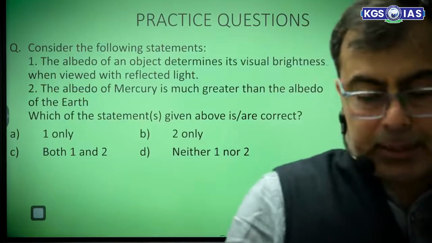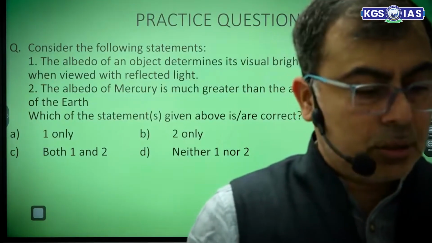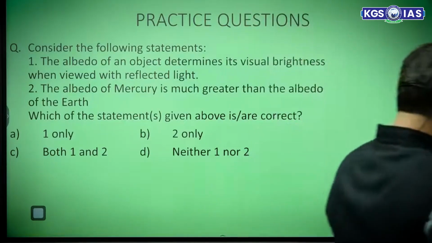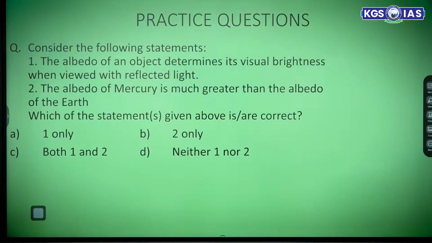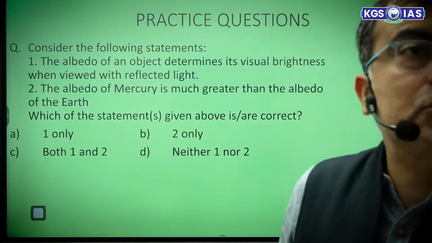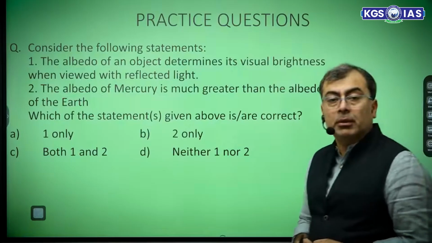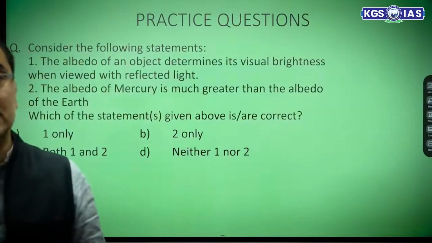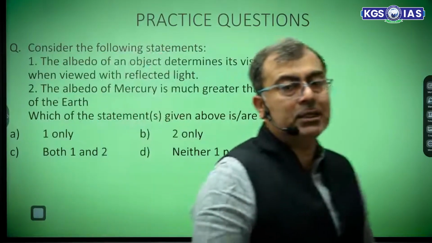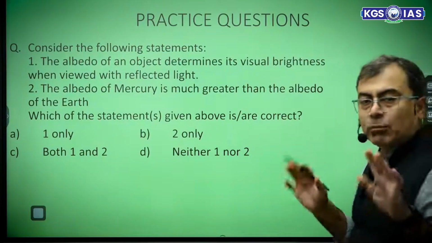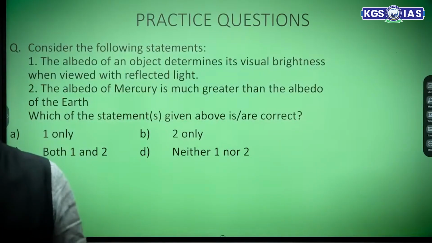चलिए, अगर आपसे पूछा जाए, थोड़ा सा albedo को ही समझ लेते हैं. So switching on the chat, please answer A, B, C, D. एल्बिडो पे ऐसे ही कुछ आइडियाज ले रहे हैं. Albedo of an object determine its visual brightness when viewed with reflected light. Yes, first looks okay. Albedo of Mercury is much greater than albedo of Earth. Second मुझे पता नहीं. First तो मुझे पता है. First I know. Yes or no?